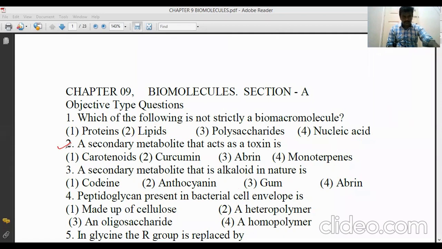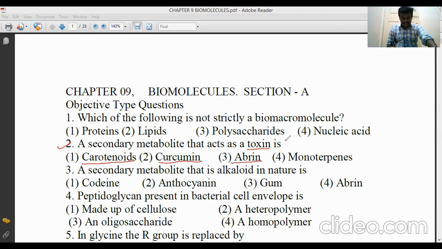Next, the second question: a secondary metabolite that acts as a toxin. Four options are given. Carotenoid is a pigment; it does not act as a toxin. Curcumin is a drug; it does not act as a toxin.